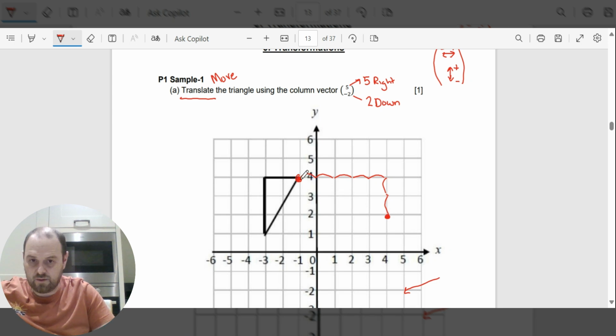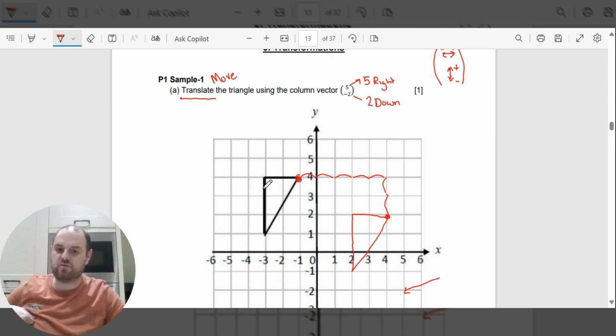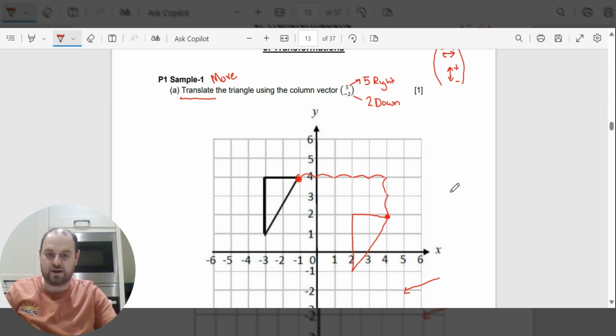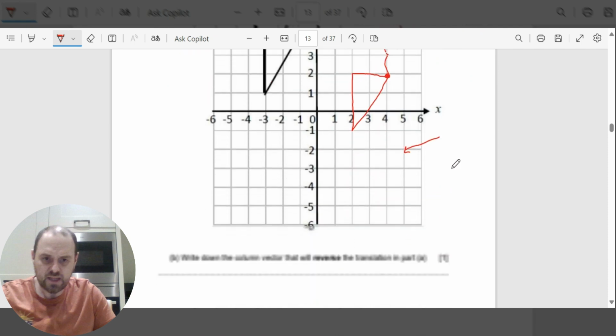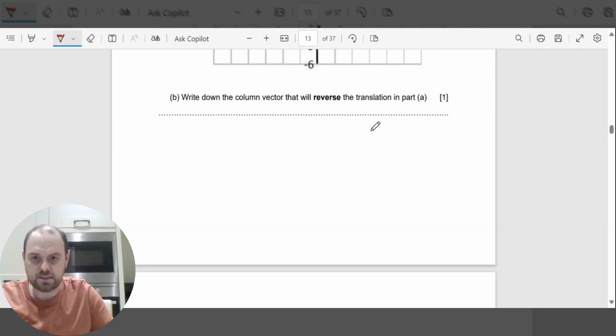Then we can draw from here. We can see from this corner, we need to go 2 across, 3 down and back. 2 across, 3 down and back. Like I said, though, you'd be given tracing paper or ask for tracing paper, and you can just move your tracing paper. Okay?